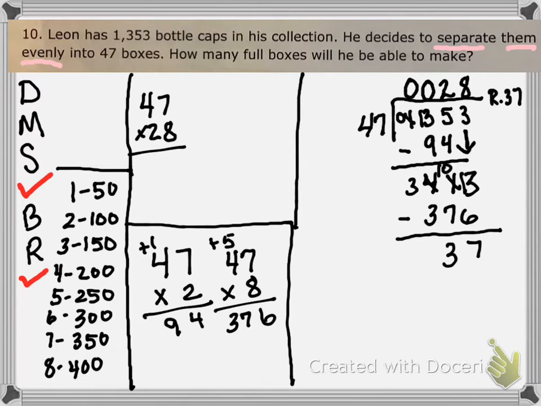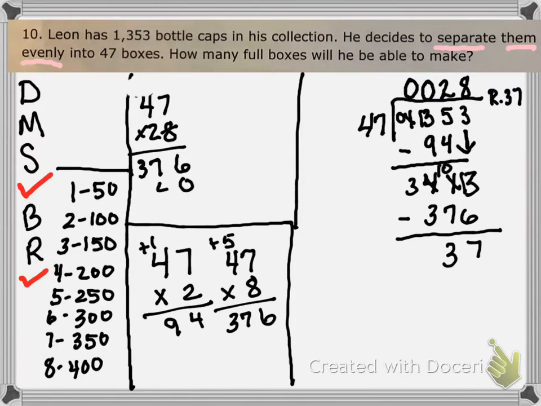8 times 7 will give me 56. I'm going to regroup. 32 plus 5 will give me 37. I'm going to cross that out and erase that up there. I'm going to add my 0 to represent multiplying 47 times 20.